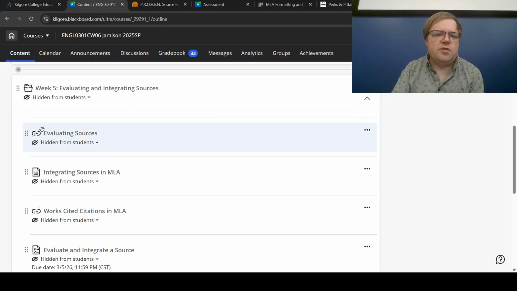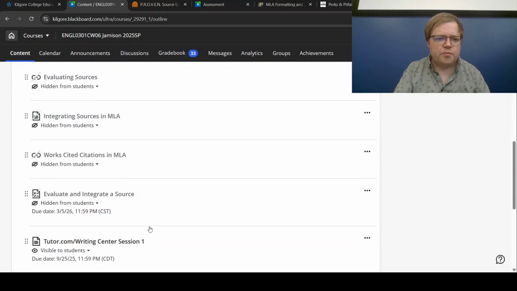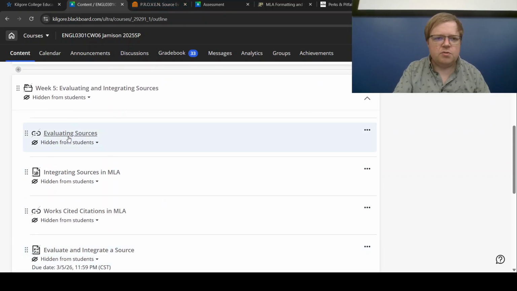So what we're going to do is I have a few different source pieces of material for you to read. This first one covers how to evaluate sources. This one covers how to integrate them in MLA into your paper, how to introduce them, how to cite them, and this one covers how to write works cited citations. So first of all, I'm going to go to this one first, evaluating sources.